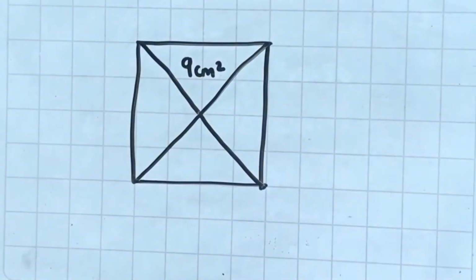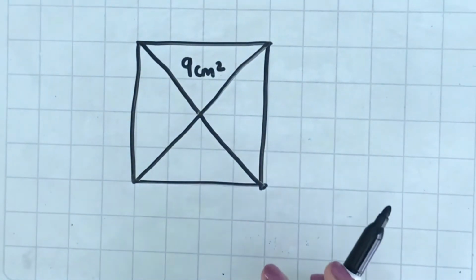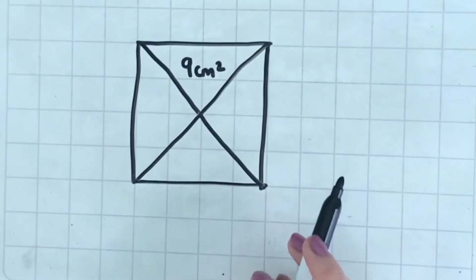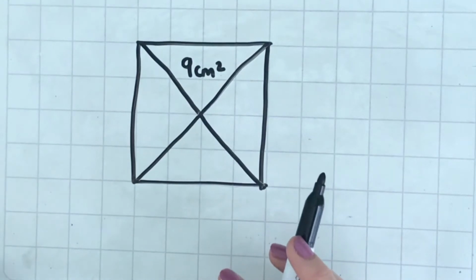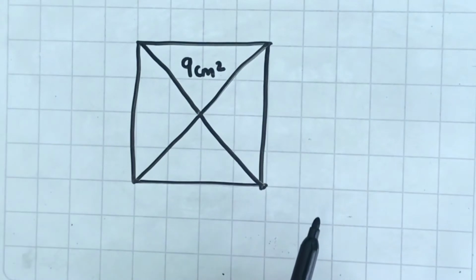Question number 2, you've got a square. A square is split into 4 triangles and each of those triangles are the same size. Your job is to work out the perimeter of the square based on the information that you know.